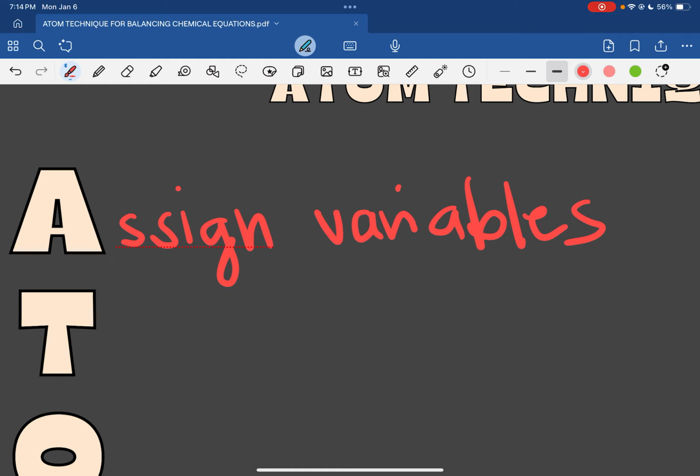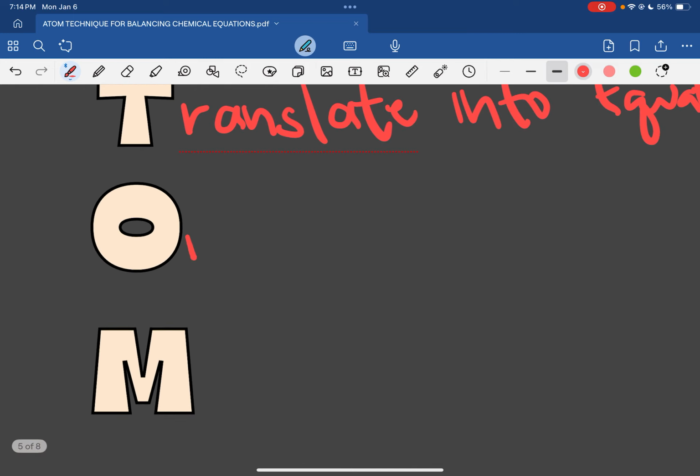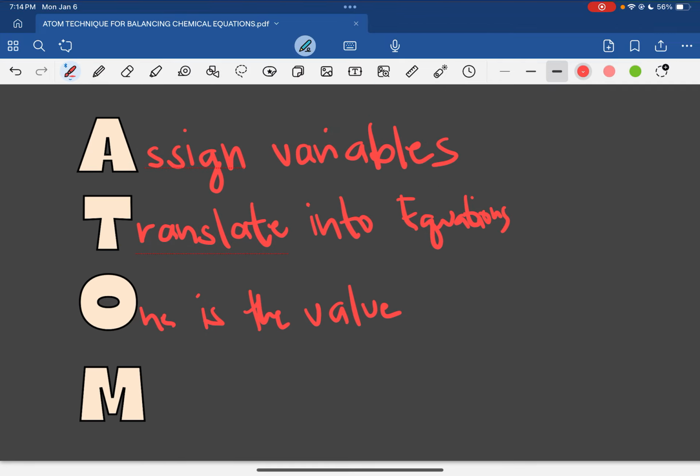Then T stands for translate into equations. One is the value of a variable. M stands for match the number of atoms in each element.